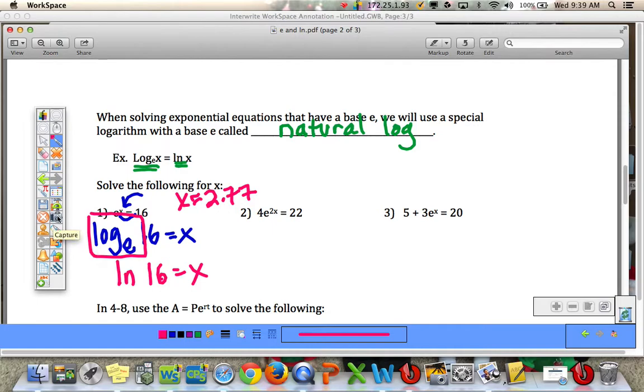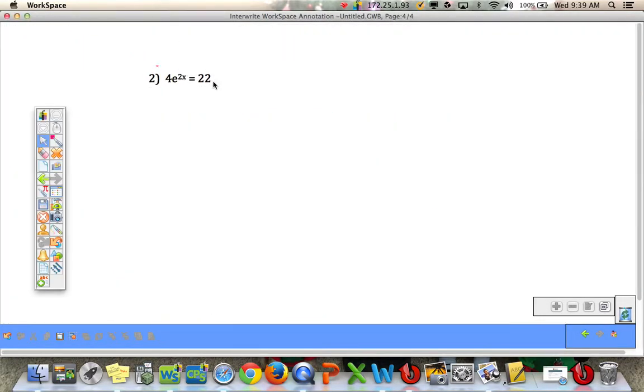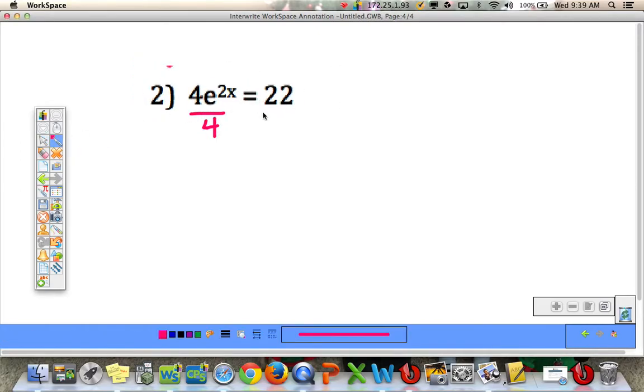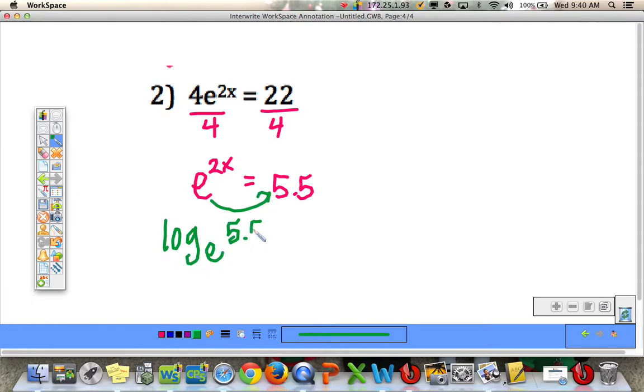Let's try another one. Okay, we have to solve for x as an exponent. Let's get rid of the 4 first by dividing by 4. We have e to the 2x equals, I believe this is 5.5. Let's use a log to solve. So we have log base e of 5.5 equals 2x. Whenever you see log base e, change it to ln.